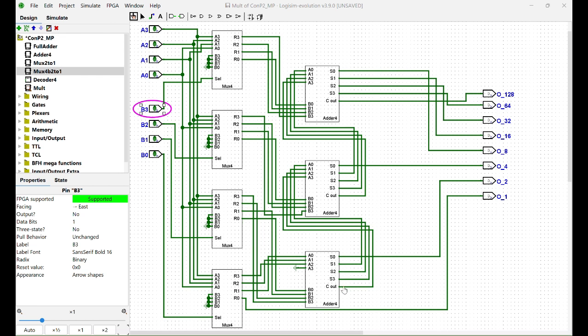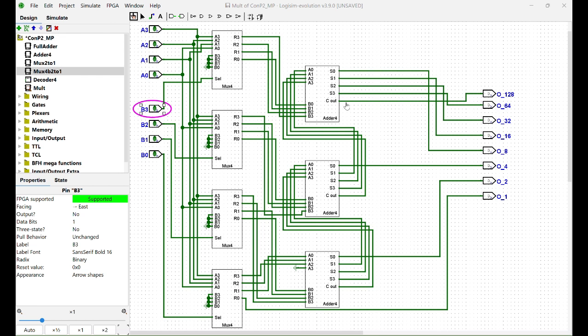But then these outputs here, our C out now becomes our A3. So that's our carryover. And then S3 to A2, and so on and so forth. The S0 then becomes our output for the next significant bit. And then this multiplexer gets plugged into the B's straight across, and the same thing happens to the next one.